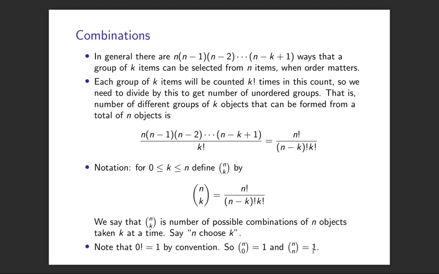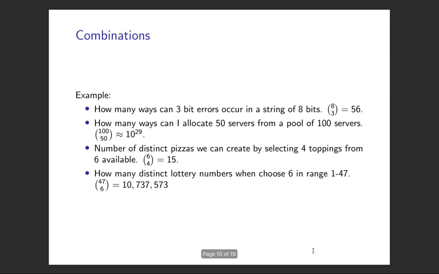Let's look at some examples. Suppose we have a byte, so 8 bits, and 3 errors can occur. How many different ways can 3 errors occur? 8 choose 3 is 56. We have 100 servers and we want to pick 50 from them. How many ways can we pick 50 servers from 100? 100 choose 50. It turns out to be 10 to the 29 or thereabouts.